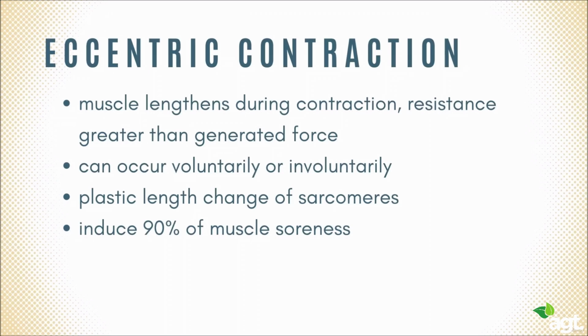Through eccentric training, by lengthening our muscles, we can get a plastic change in the sarcomeres. Also, eccentric training induces 90% of muscle soreness. Whenever you feel very sore and worked up after a workout, it's probably due to eccentric training.